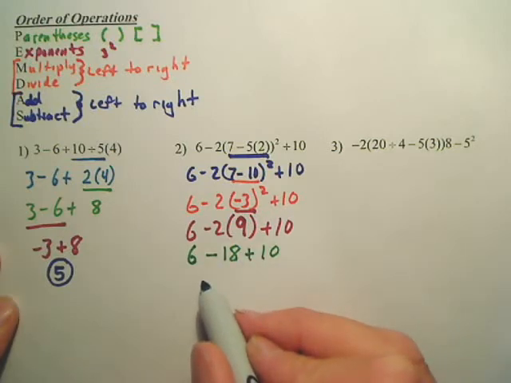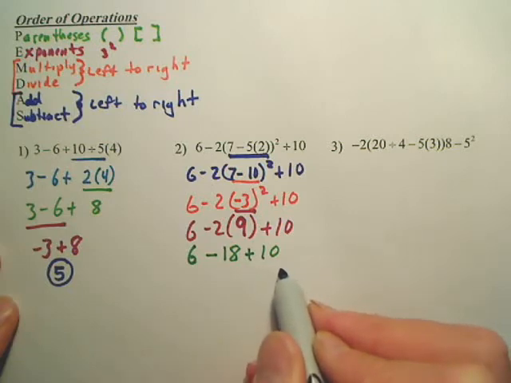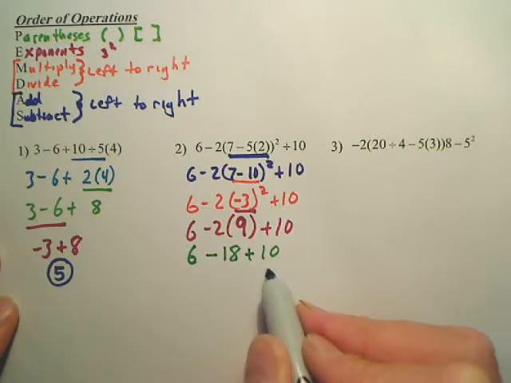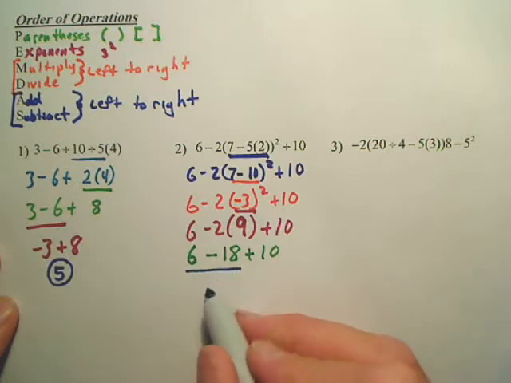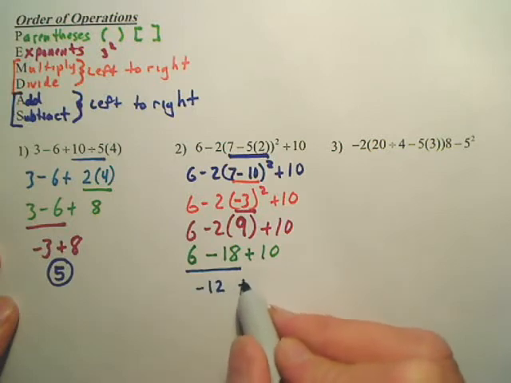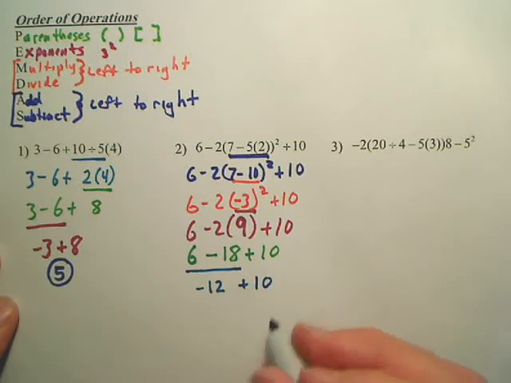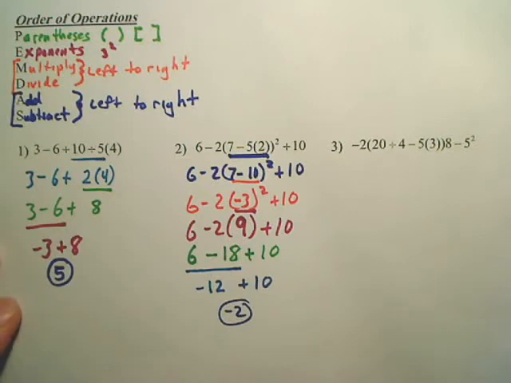Okay, any more multiplying or dividing? No. So we add and subtract from left to right. I'm going to start right here from left to right. I have 6 and a negative 18. That would be negative 12. And lastly, negative 12 and 10. My answer is negative 2. Okay, it's a lot of steps. Sometimes you can skip steps, but you got to be careful. The better you get, the quicker you can go.